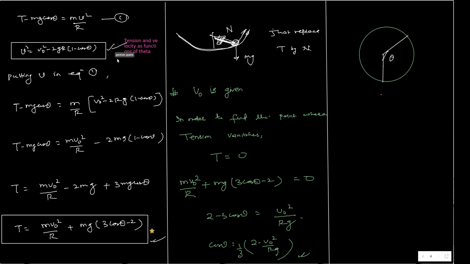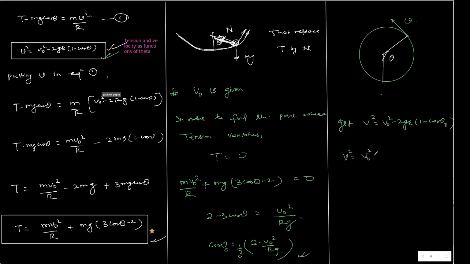So how will you find the particle's velocity at this point, just before the tension vanished? Let the velocity of the particle be v. You'll find that velocity by putting this theta in this equation, because velocity as a function of theta is that. So you get v square is equal to V naught square minus 2gR into (1 minus cos theta). Let us call this theta as theta naught. So this is at that theta, and we'll put that value.